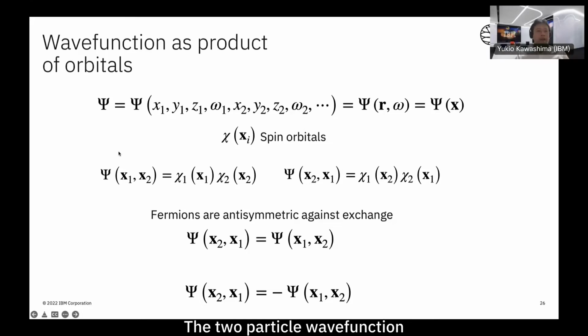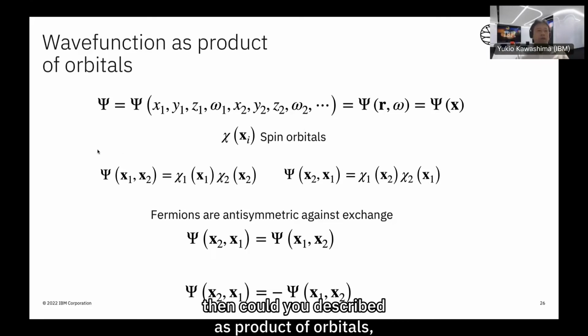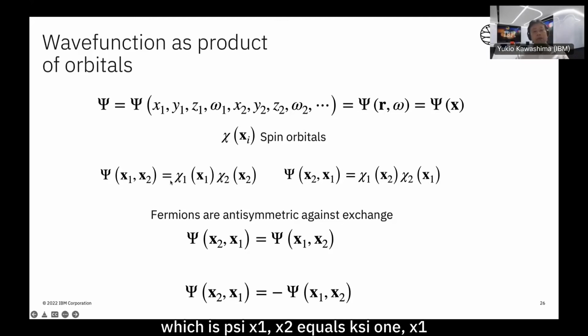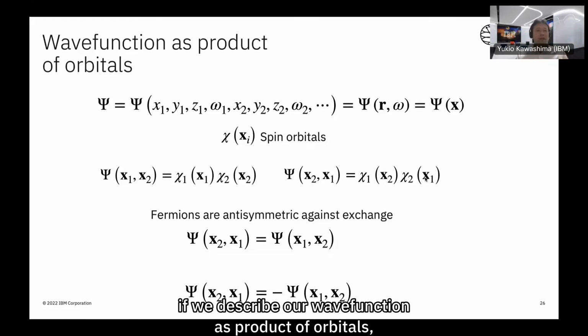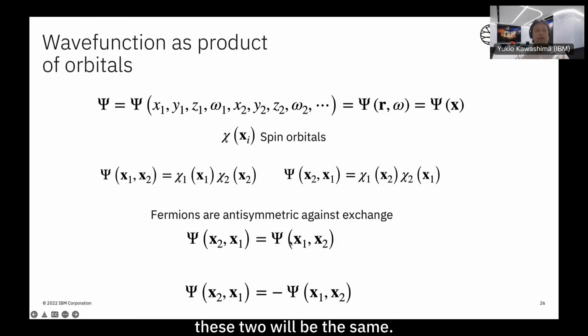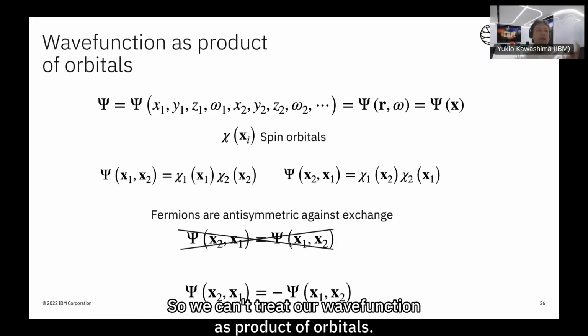The two-particle wave function can then be described as a product of orbitals, which is psi(x1, x2) equals chi1(x1) times chi2(x2). And if we exchange the two electrons, it'll be psi(x2, x1) equals chi1(x2) chi2(x1). But if we describe our wave function as a product of orbitals, these two will not be the same, so it won't be antisymmetric against exchange. As I mentioned to you, our wave function has to satisfy antisymmetry against exchange. So this idea won't work. We can't treat our wave function as a product of orbitals, so we need a better strategy.